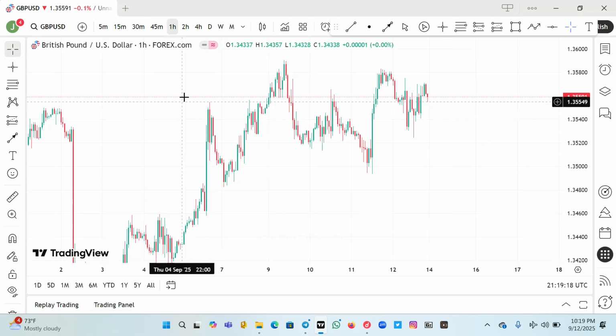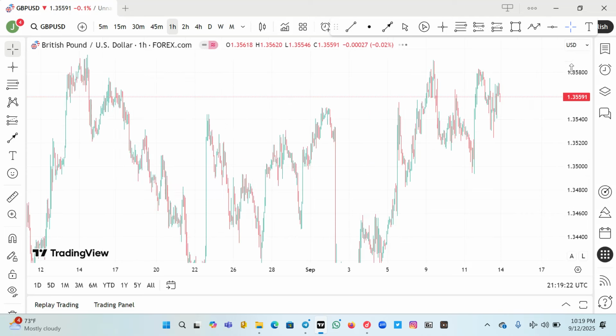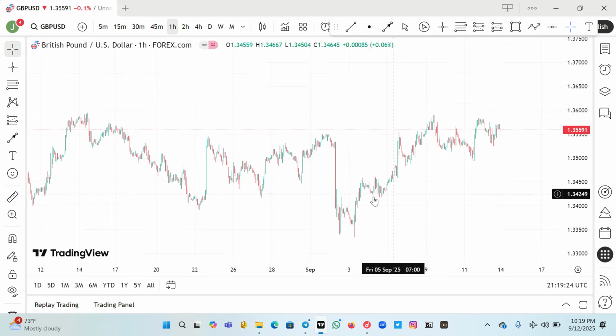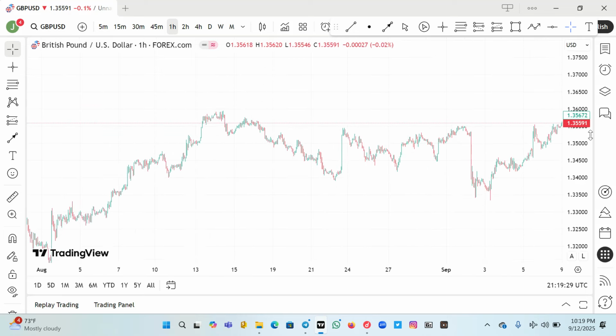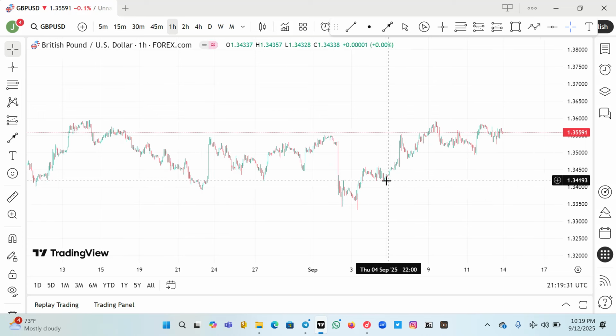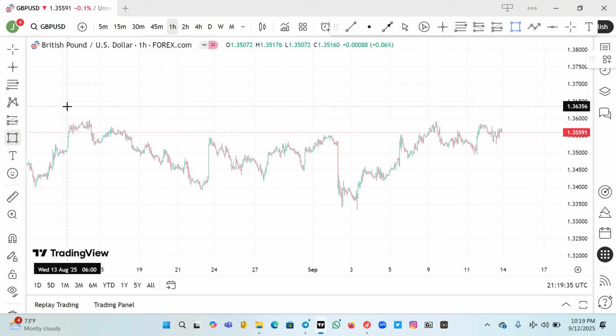Now, on GBP USD, let's move backward and see what GBP USD is doing. The reason why a lot of people are making losses is because they are not trading the trend of the market. Now, this is GBP USD. GBP USD has been moving sideways since the 13th of August.